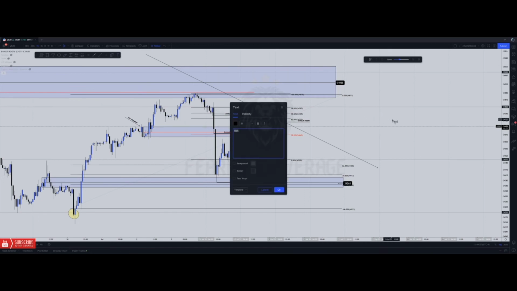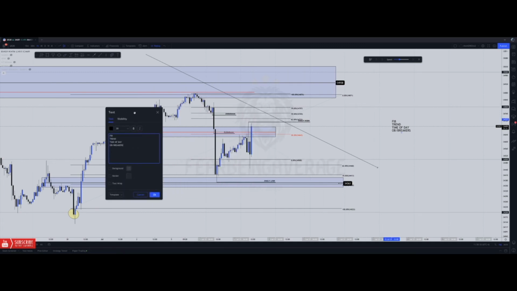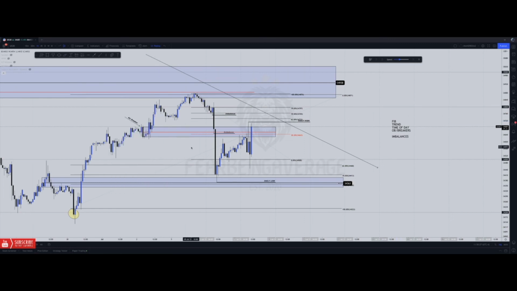So the confirmations you always want to keep in mind are: fib, that's one confirmation, trend, time of day, order blocks and breakers. These are really the only things you need. And then the areas that you could target are imbalances, and you can also target order blocks. But these are basically all the confirmations you need.